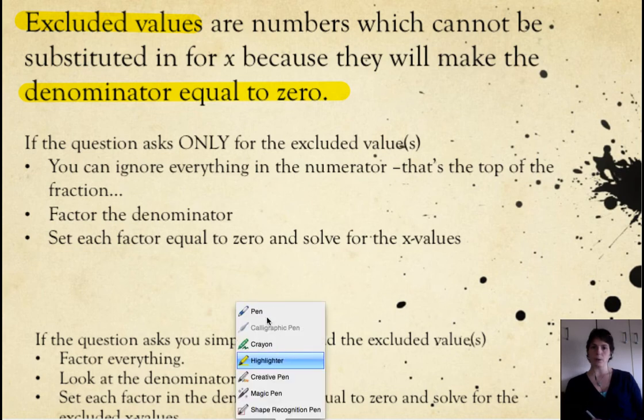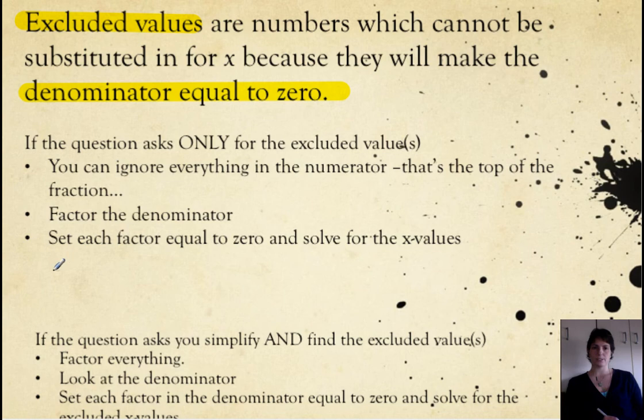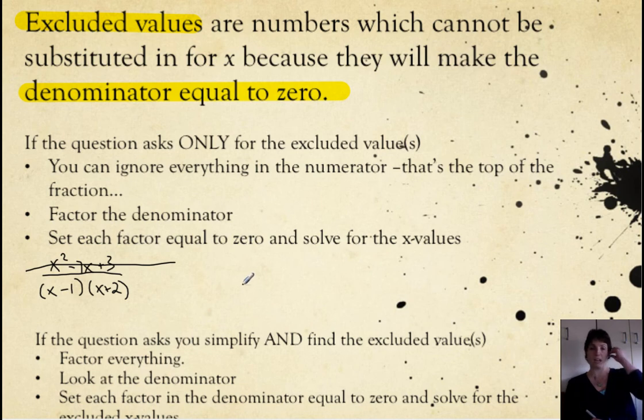So if we were looking at a problem, let's just invent one. Let's put x squared minus 7x plus 3 over, I'm going to factor it for you already, x minus 1 times x plus 2. If they're looking at this and the directions ask, what are the excluded values? All you have to do is say, okay, I can ignore the numerator, so we're not worried about that in this problem because they didn't ask for it. They didn't ask us to do anything else except what can't x be?